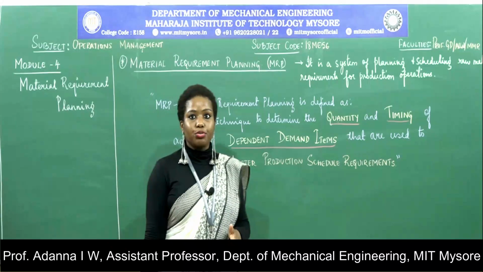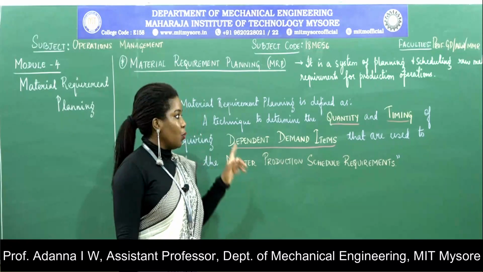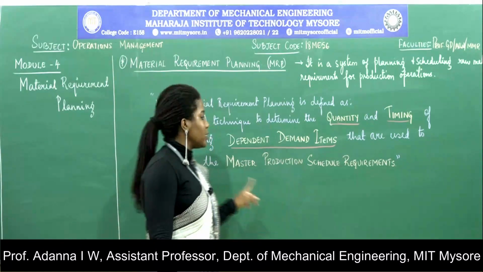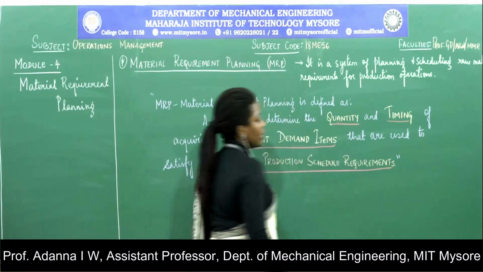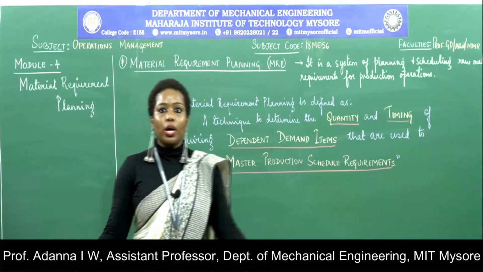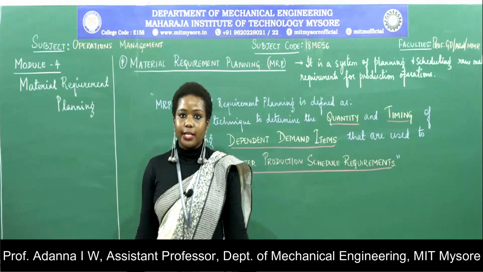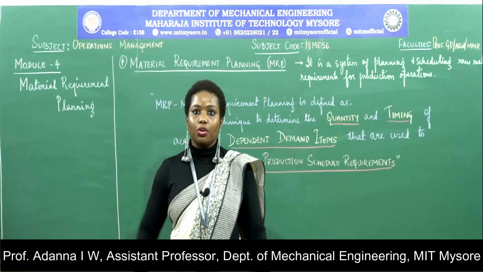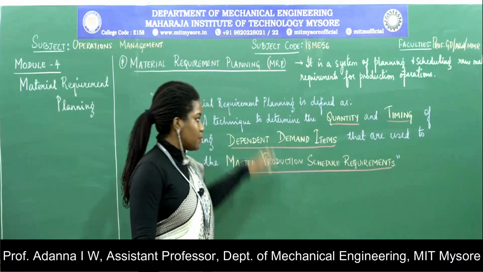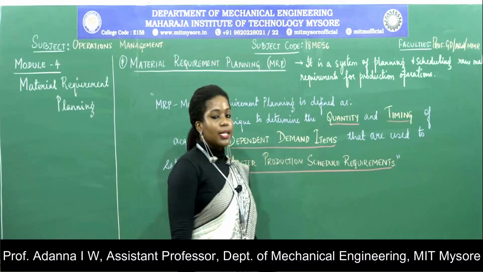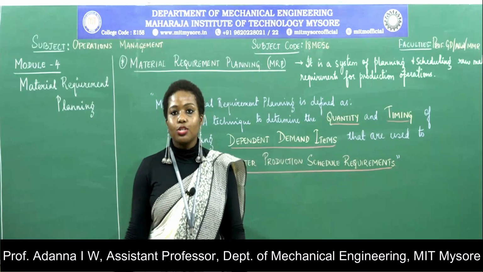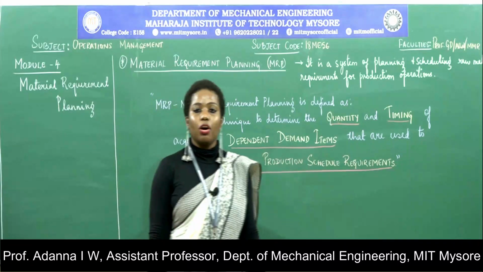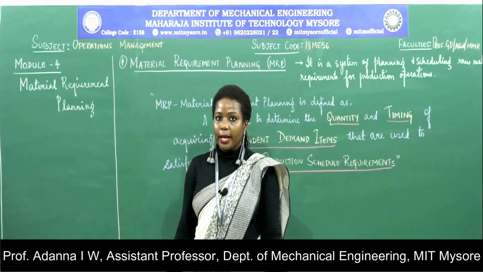Now, where are we going to use this, or why is it important? We are going to use this only to satisfy the master production schedule requirements. So in the MPS, we will have what has to be procured, how much it has to be procured, and when it has to be procured. We use an MRP system to get these specifics in order to satisfy the master production schedule requirements. So this is the definition of material requirement planning.